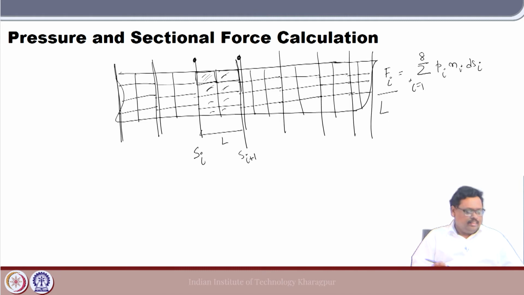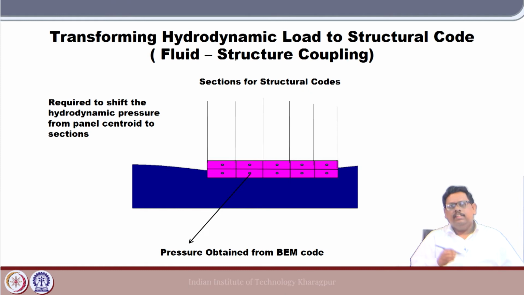Now, you see that is actually what we have done here. Here it is very nicely demonstrated to you. This is the section lines, right. So, these all are my section lines now. Here, all this phi I is distributed at the centroid of the panel.